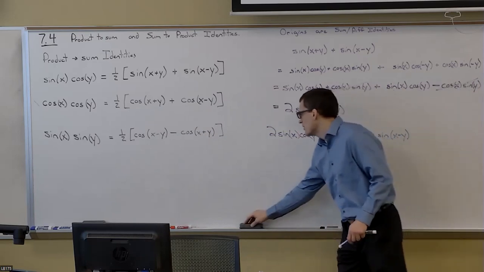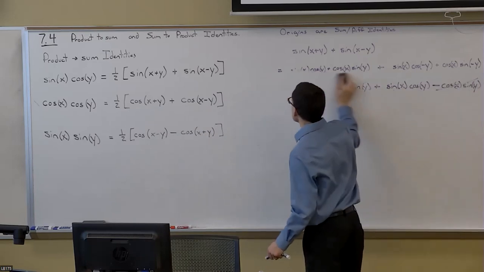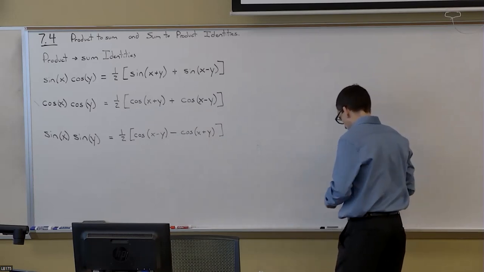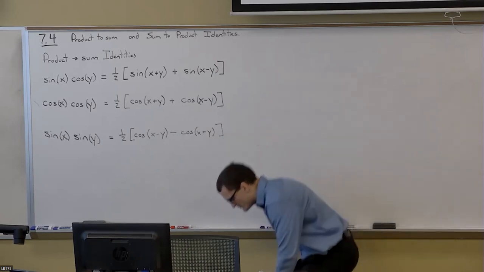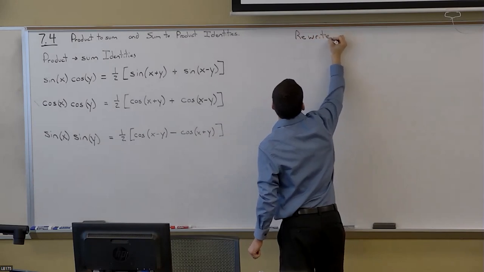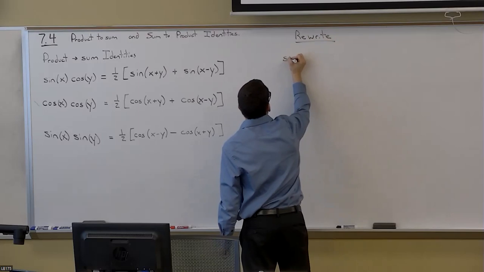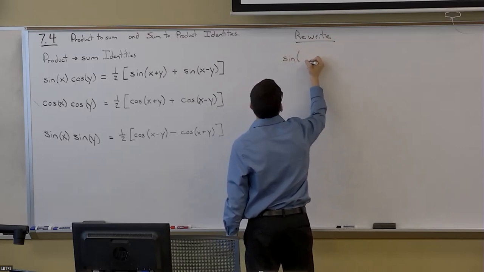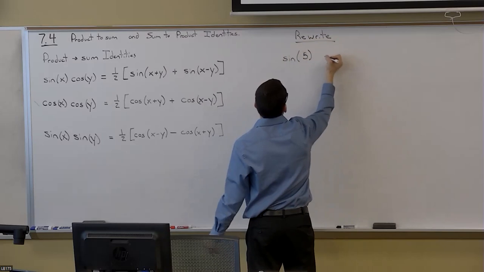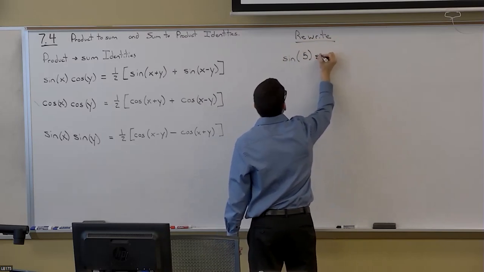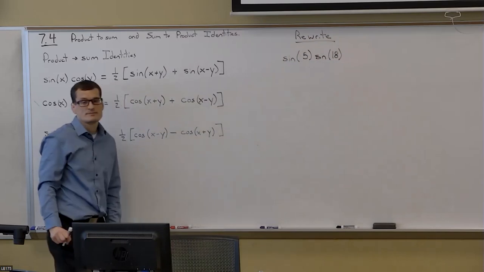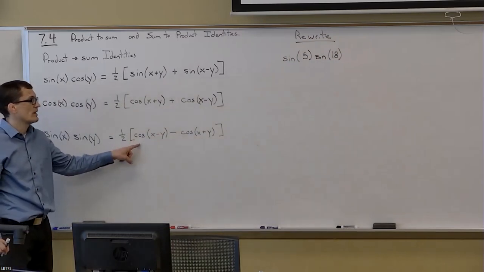But it's nice to have, because now that we have that, if we wanted to rewrite something like, well, let me just do a 5, I'm making up numbers here, times sine of 18, and I wanted to write it as a sum or difference.